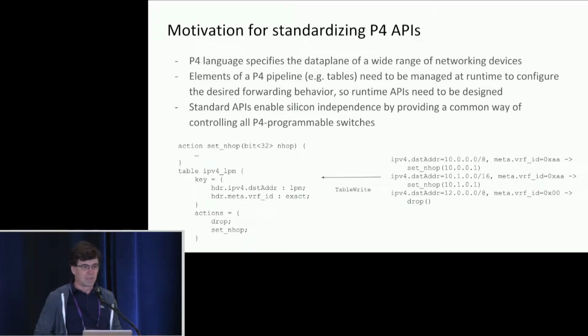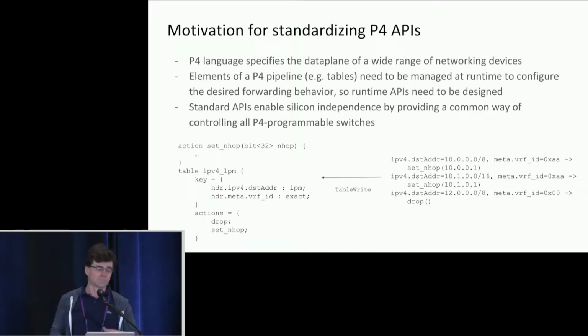P4 defines a forwarding pipeline, and this pipeline needs to be managed. I mean, it needs to be managed at runtime. For example, you need to instantiate flows in tables. It clearly is desirable to do this in a standard way so that we create some portability, we create some independence from hardware vendors, either switch vendors or silicon vendors. And that's all the working group is about.